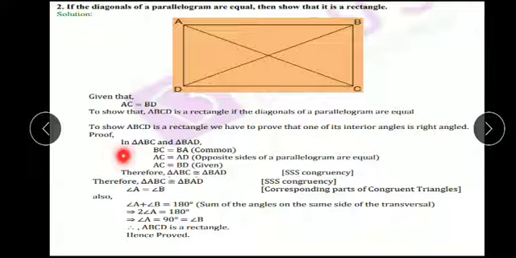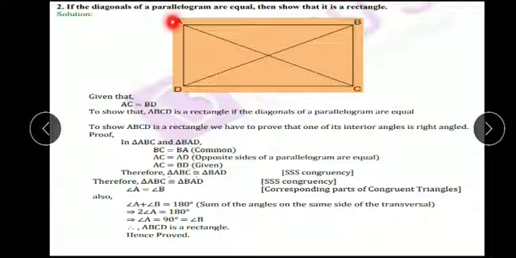Let us take triangle ABC and triangle BAD. We will see what is common here. First of all, in these two triangles, this side is common. So BA is equal to BA. It is not BC, it is BA; some printing mistake is there.